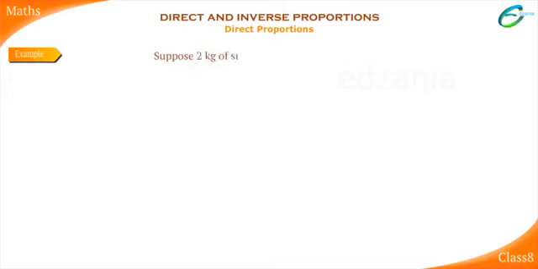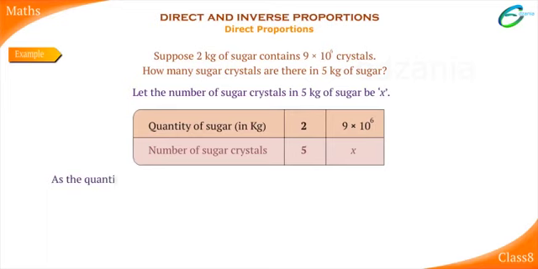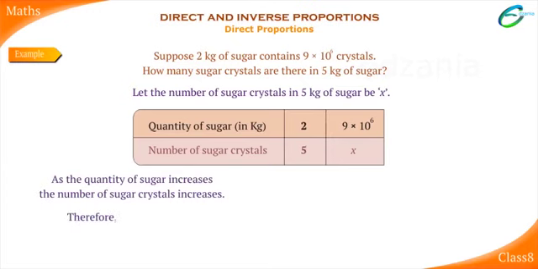Suppose 2 kgs of sugar contains 9 into 10 to the power 6 crystals. How many sugar crystals are there in 5 kgs of sugar? Let the number of sugar crystals in 5 kg of sugar be x. Let us tabulate the given data. Notice that as the quantity of sugar increases, the number of sugar crystals increases. Therefore, the quantities are in direct proportion.